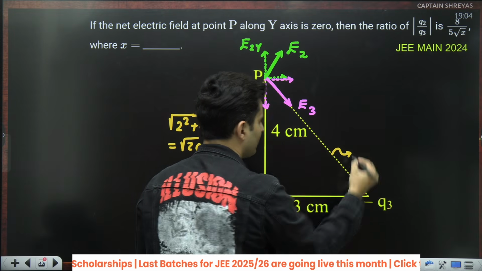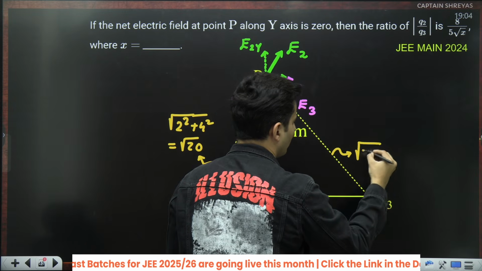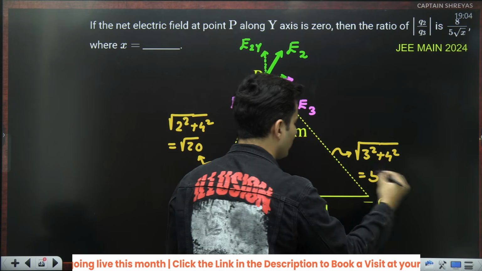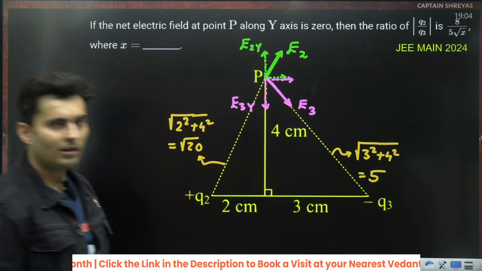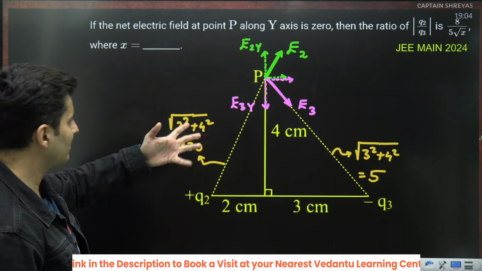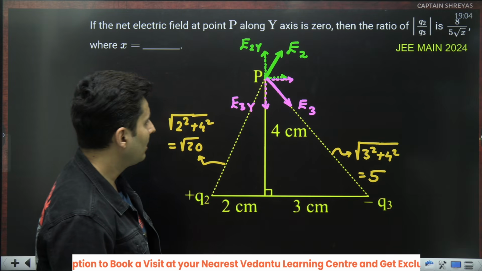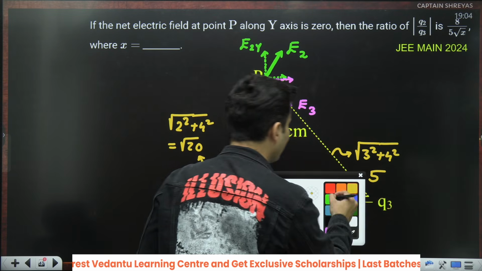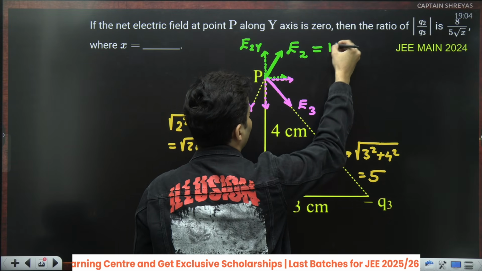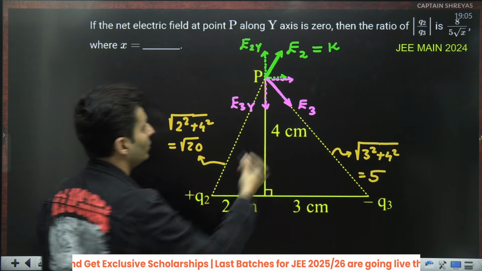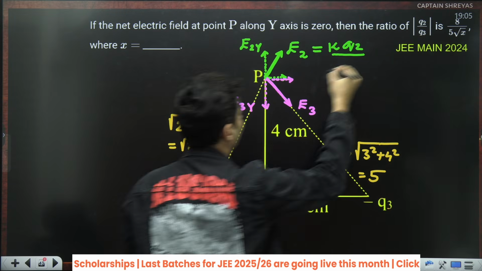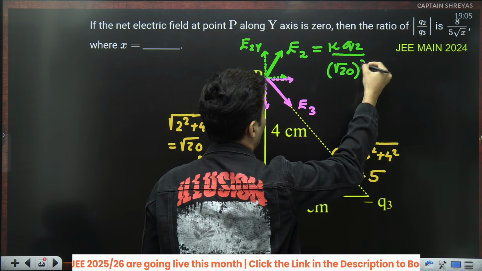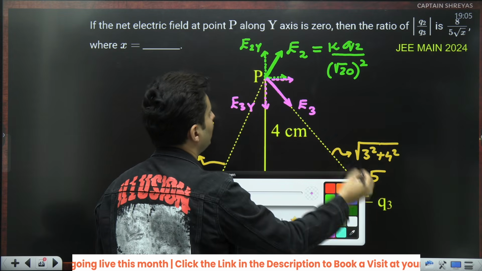And this particular distance, this is 3, this is 4. So root of 3 square plus 4 square, which is 9 plus 16, which is 25. So root will be 5. So this is 5 centimeters, or 5 units. Perfect. Now, once I have got that, I think I can write what E2 and E3 will be respectively. E2 will be K into the charge, which is Q2, divided by the distance square, which is root 20 square, of course.